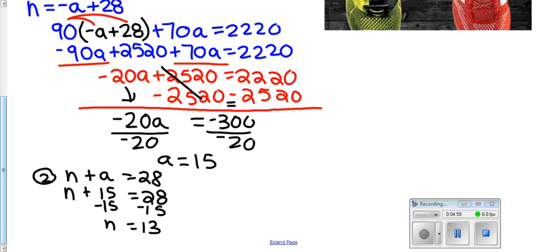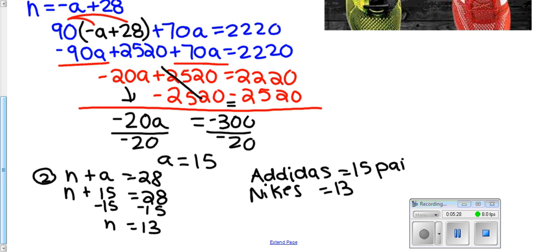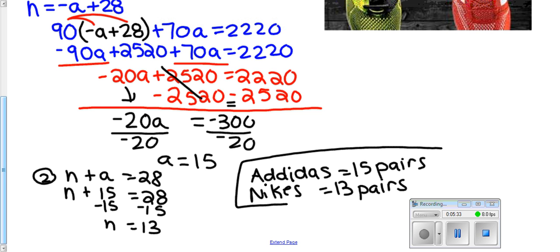So the original question was asking how many of each style were sold. So we know that there were 15 pairs of Adidas, and that the Nikes had 13 pairs. So we need to label that with pairs. And then, of course, that's our final answer, so I'm circling it.